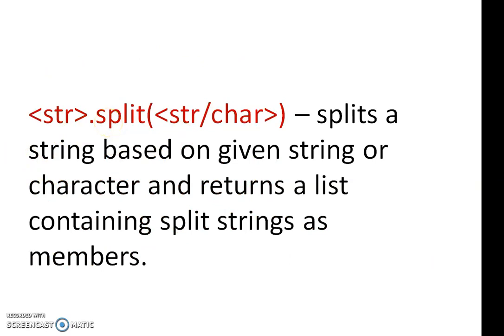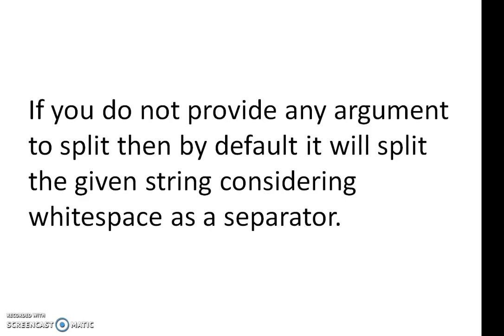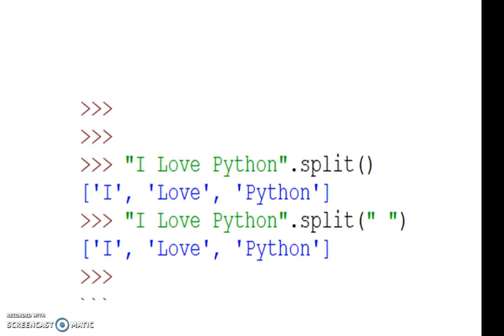The next one, str.split, with str or char. This one is used to split a given string by a string or character and returns a list containing the split strings as members. If you do not provide any argument to split, then by default it will split the given string considering white space as the separator. See the example: I love Python, then split.